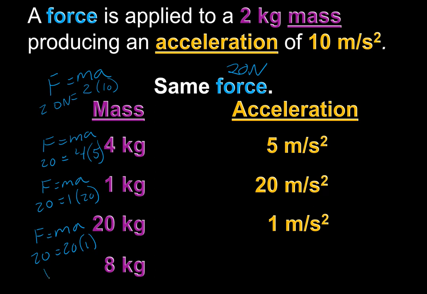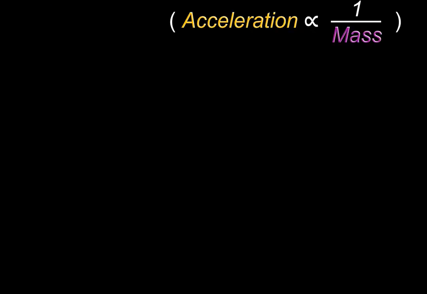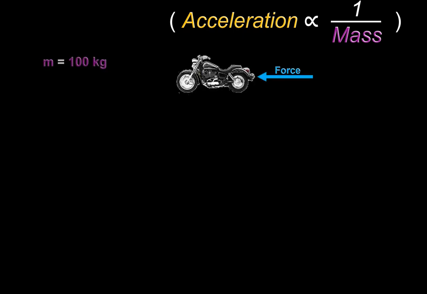What about 8? Our mass is 8, getting to 20. Just divide, and our acceleration will end up having to be 2.5 for it to balance out. So your acceleration is inversely proportional to your mass. If your mass is 100 kilograms, what would your force be if your acceleration is 10?